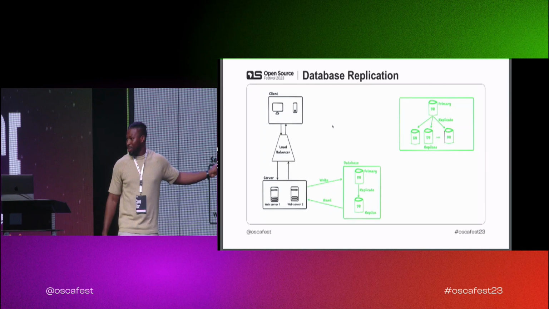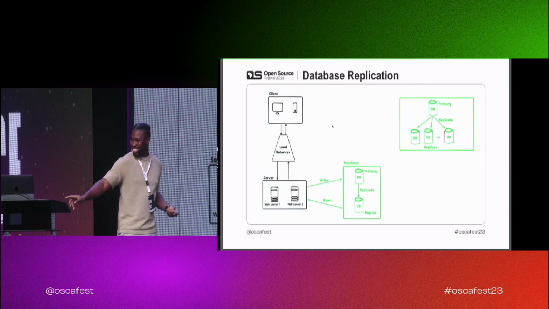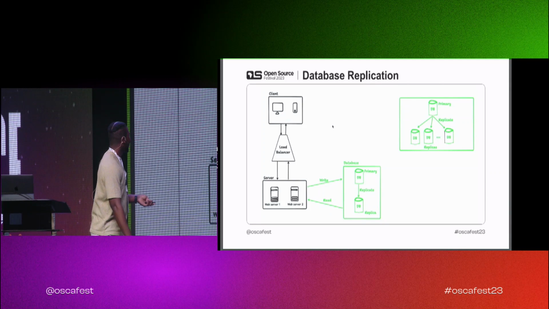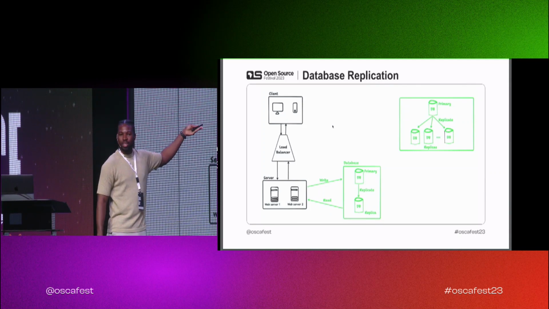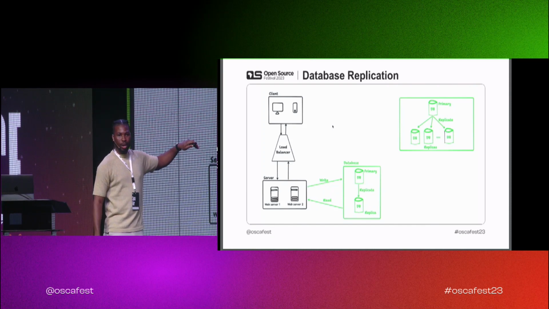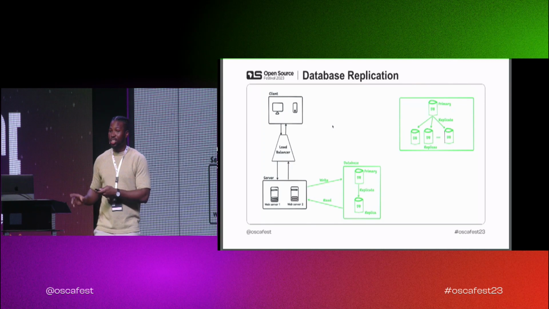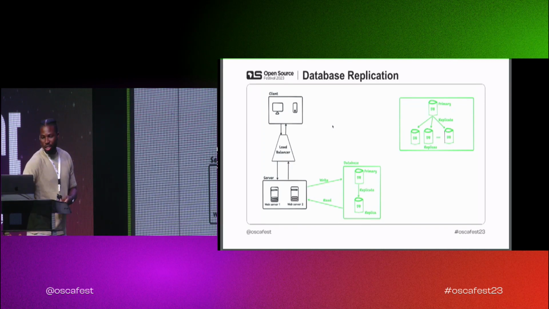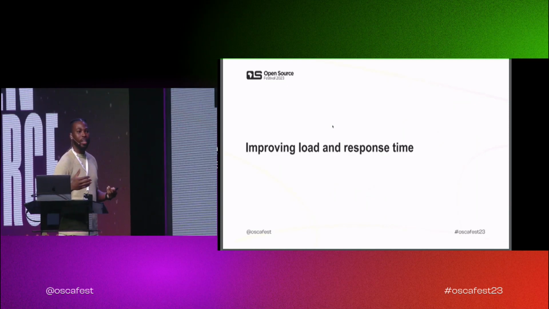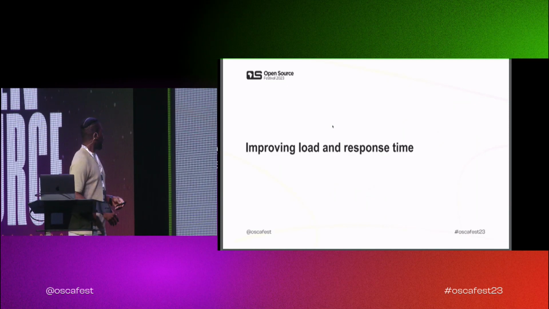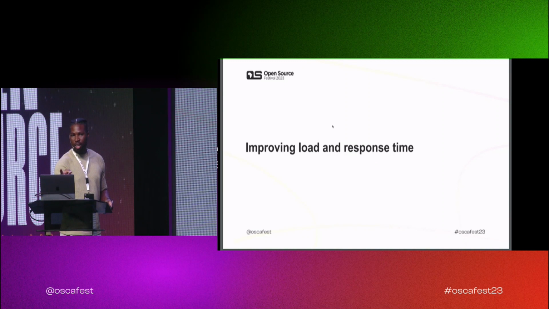Now, if your primary database goes down, you can easily promote one of the replicas to become a primary database, and then you spin up a new one. Now, you don't do this manually. This is done automatically, okay? So, in this way, we take care of our database and make it what? Resilient.